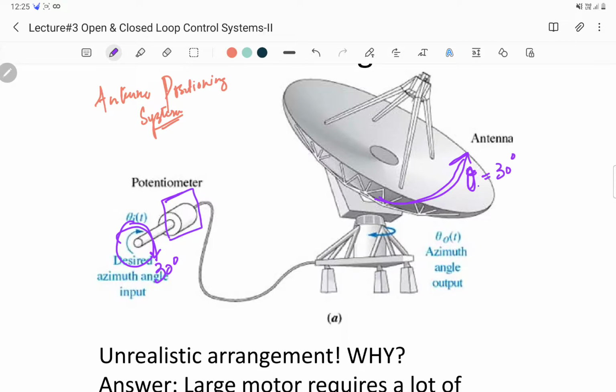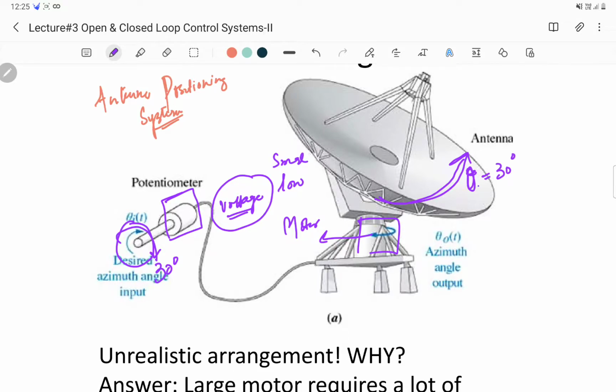This potentiometer converts this rotation of 30 degrees into some voltage, and that voltage eventually reaches the motor. This is a motor here, and the motor rotates this antenna system by the same angle. But it is very difficult to rotate this antenna system in this way. Why? Because the voltage that the potentiometer produces is very small or low.